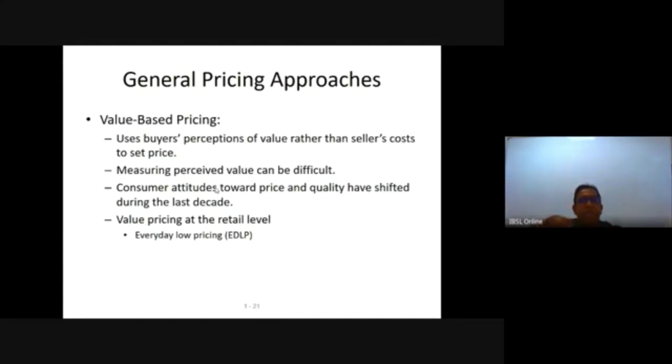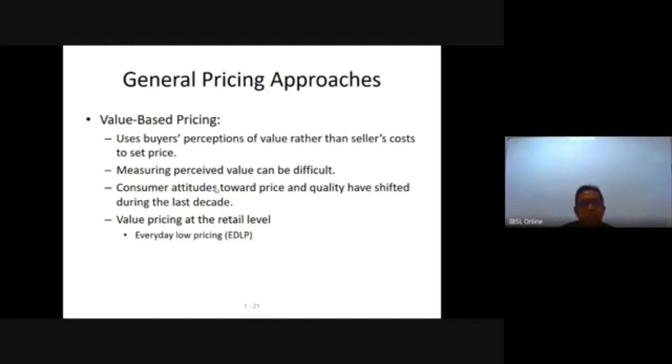Then the next approach is value-based pricing. It uses buyers' perceptions of value rather than sellers' cost. So there you don't go by internal cost; value-based is a more external-looking approach. Measuring perceived value can be difficult. Customer attitudes towards price and quality have shifted during the last decade. Value pricing at retail level.